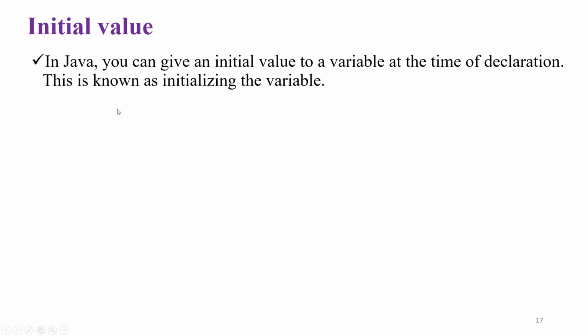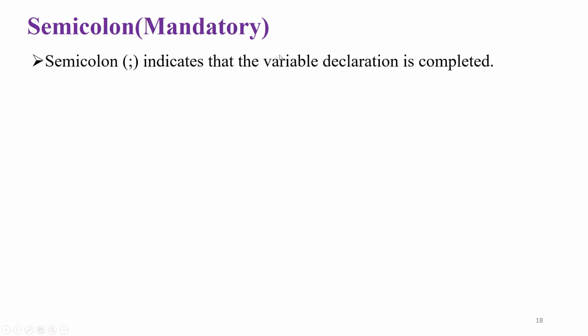Now we chose a good name for our variable. Now it is time to decide: is it good to give an initial value for our variable or not? Giving an initial value is known as initializing the variable. This is mandatory for final variables but optional for other types of variables. The last step in declaring a variable is putting a semicolon at the end. This is mandatory because it indicates that the variable declaration is completed.